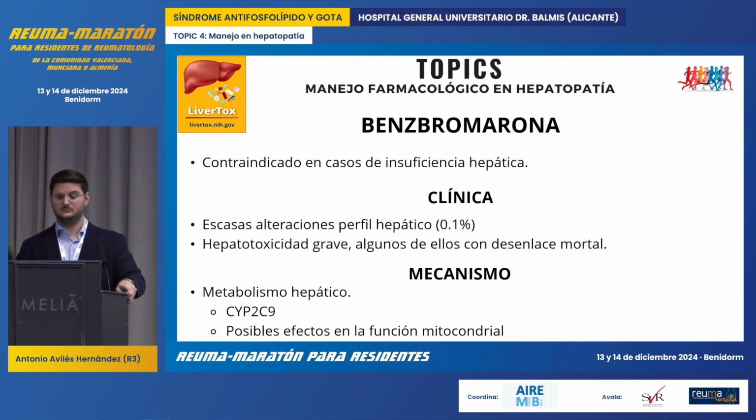Next, we talk about benzbromarone, which is contraindicated in cases of liver failure. As for the expected clinical presentation, there are few liver profile abnormalities, occurring in about 0.1% of patients. However, there have been reported cases of severe hepatotoxicity, some of them with fatal outcomes, which is the reason why benzbromarone is contraindicated in patients with liver disease. The mechanism is due to its hepatic metabolism.